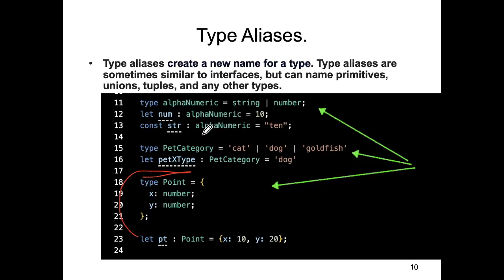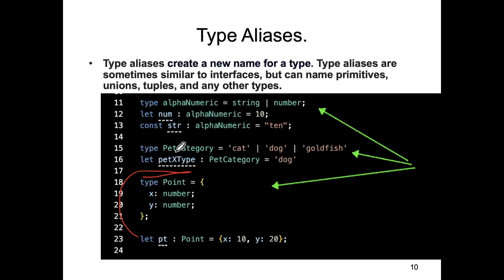This other example here is what's known as a literal type. So what we're saying here is I'm declaring a type. I'm not declaring a variable here now. I'm declaring a type, and that is the case for all of the examples that I've been showing you so far. I'm declaring a type called pet category. And the only values it can have are these specific strings.